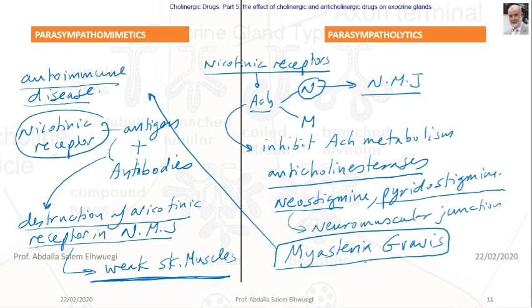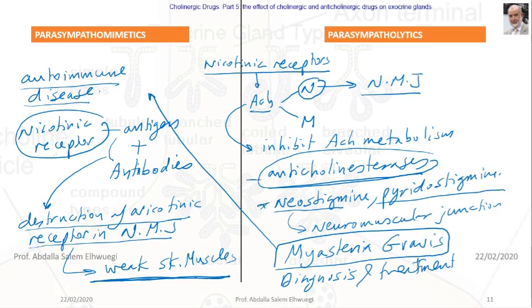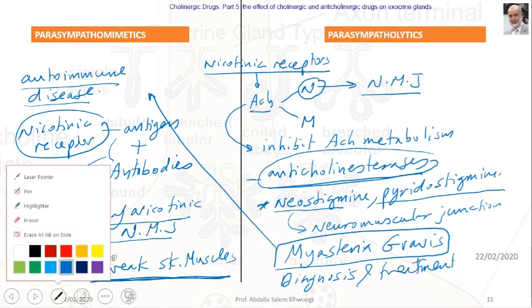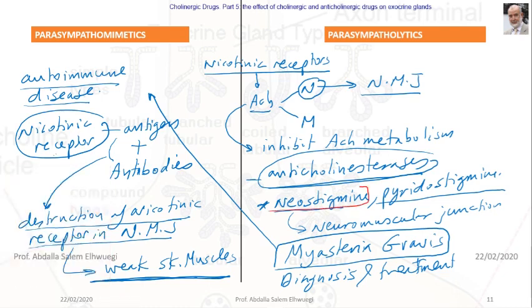In myasthenia gravis we use anticholinesterases for the diagnosis and treatment. We know how we do that. Anticholinesterases like neostigmine and pyridostigmine are used for the diagnosis and treatment of myasthenia gravis. How do we do that?